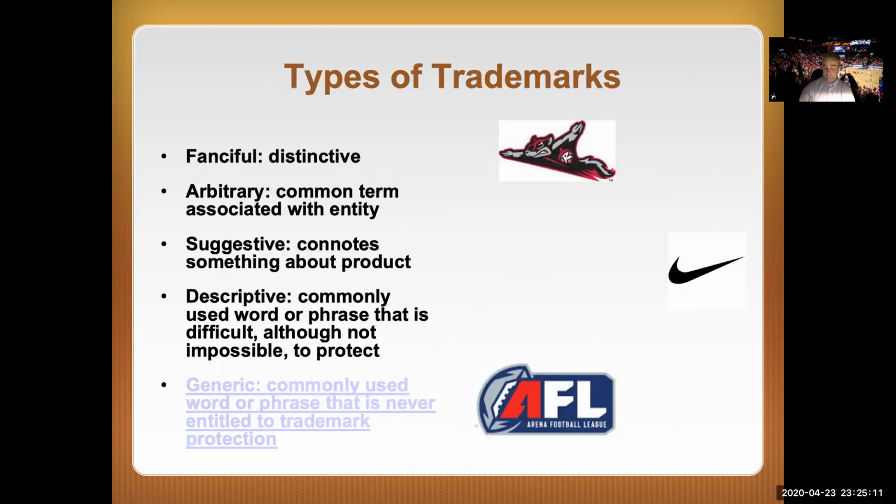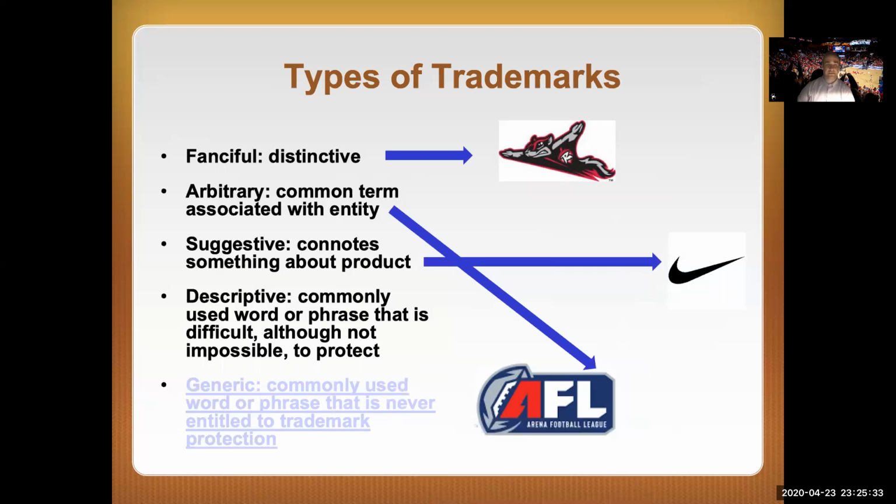Types of trademarks: fanciful, distinctive. This is the Richmond Flying Squirrels minor league baseball team. Arbitrary, a common term associated with the entity, the American Arena Football League. That can be a trademark term. Suggestive, connotes something about the product. Surprisingly enough, Nike is a suggestive trademark term. The Greek goddess who was the personification of victory. That's in connection with Nike, the term, in connection with the swoosh. The more distinctive the mark is, the more likely it is it'll be considered for federal registration and thus afforded protection. The trademark office will also refuse to grant protection as well.